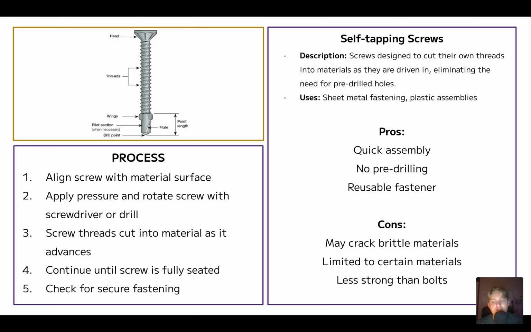So the process that you describe in your exam would be aligning the screw with the material surface and applying pressure whilst rotating the screw with a screwdriver or drill. And then you just screw the threads into the material as it advances. And then you just continue to screw until it is fully seated. And then you can check if it is securely fastened.